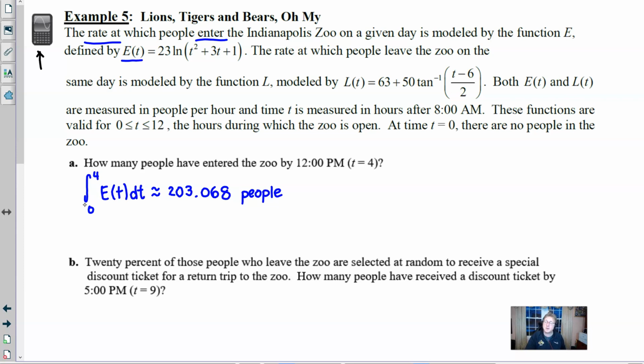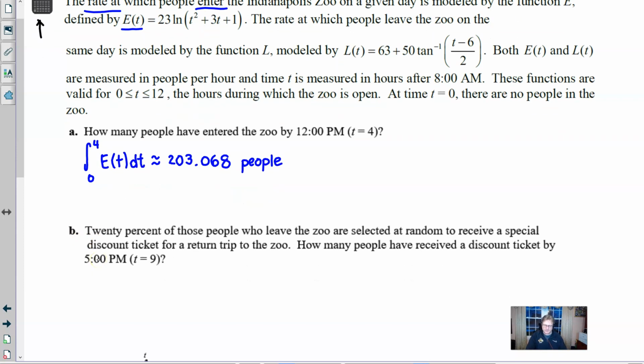That takes care of part A. 2 points very likely would be earned. Let's take a look at part B. 20% of those people who leave the zoo are selected at random to receive a special discount ticket. How many people have received that by 5?